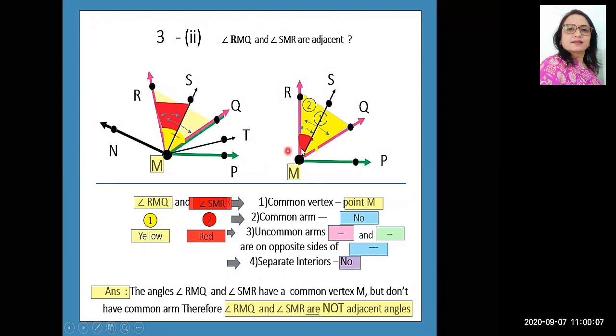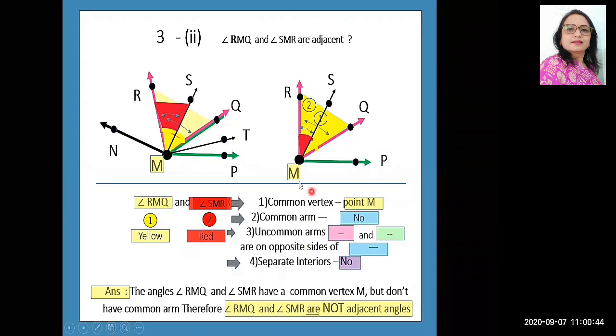See this. What happened? Yes, overlapping. So these two angles are not adjacent angles because angle 1 is overlapping on angle 2. See here the interiors. The second angle's interior is this, but the first angle's interior goes from this to this also, into angle 2's interior. So overlapping is not allowed in adjacent angles.